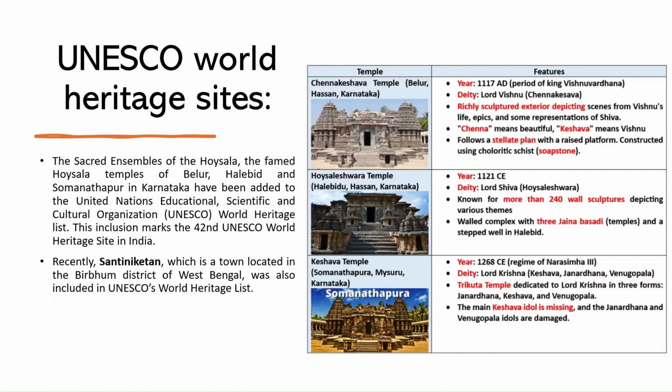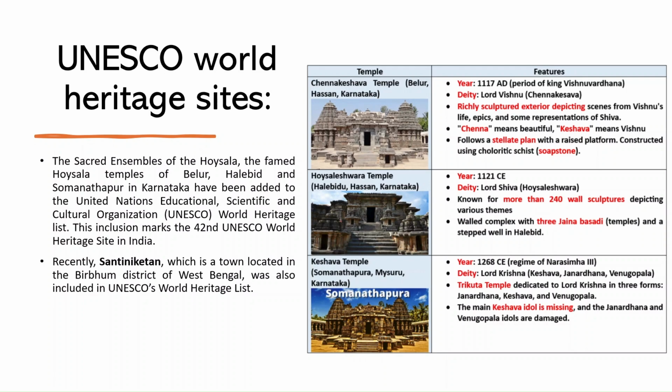Next is the Hoysaleswara temple, which is in Halebidu, Karnataka, also built around the 11th century AD, and it is dedicated to Lord Shiva and is renowned for over 240 wall sculptures depicting various themes related to Lord Shiva. And the complex includes 3 Jaina Basadis or temples and a stepped well as well.